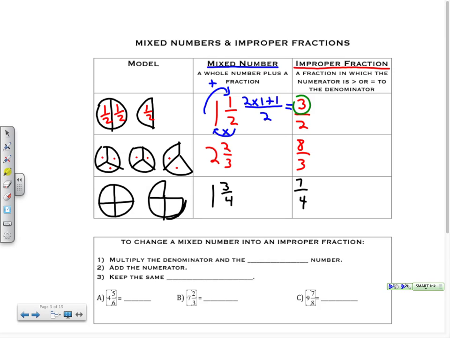Let's try it with our next example. Take your denominator, multiply it by the whole number. 3 times 2, I know that's 6. Then I add on that 2, and I get 8. 3 times 2 is 6 plus 2 equals 8 over 3. So my 3 times 2 meant that I had 3 of those pieces in 2 of the circles, and then I had 2 left over.